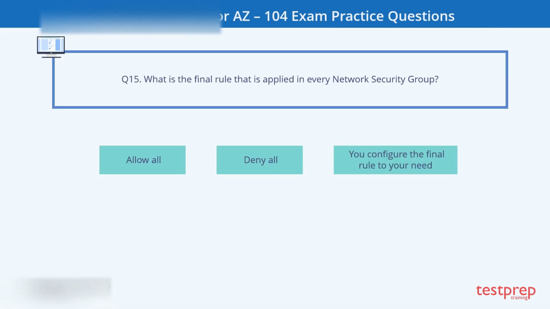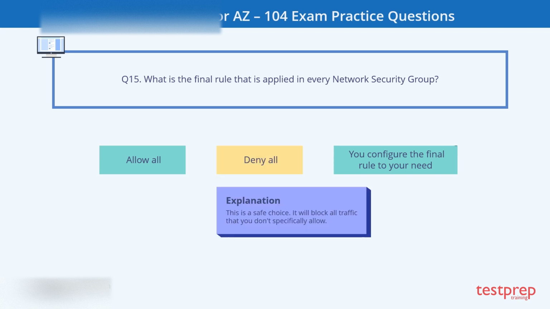Question 15. What is the final rule that is applied in every network security group? 1. Allow all. 2. Deny all. 3. You configure the final rule to your need. The correct answer is 2. Deny all. This is a safe choice. It will block all traffic that you don't specifically allow.